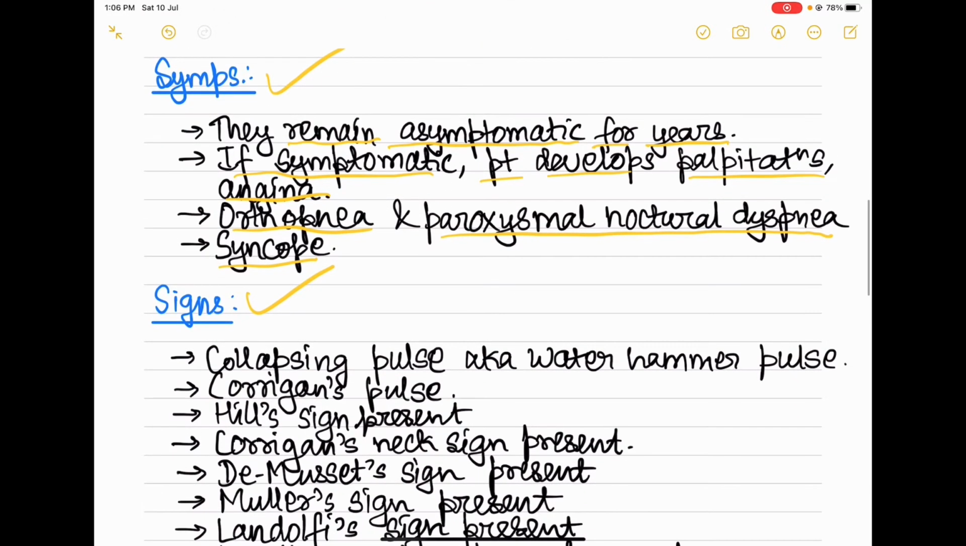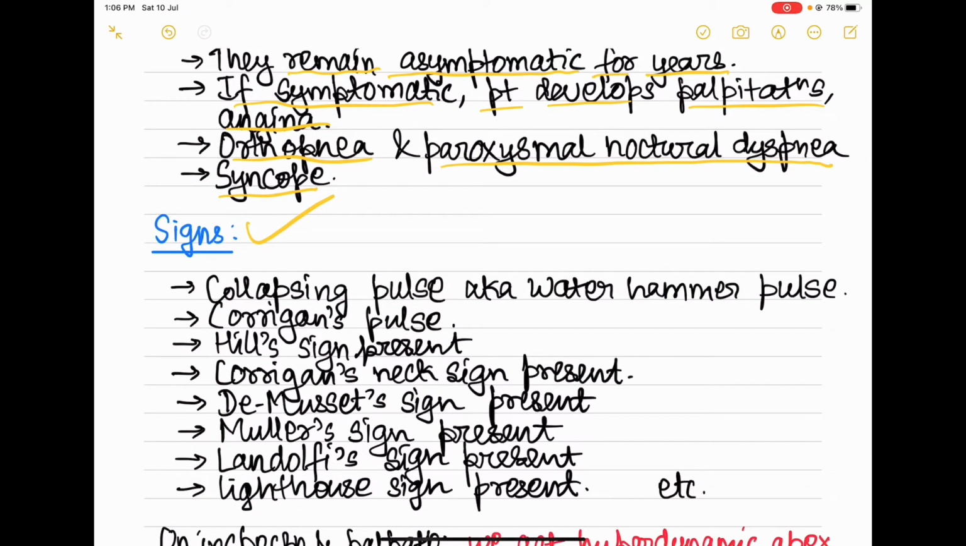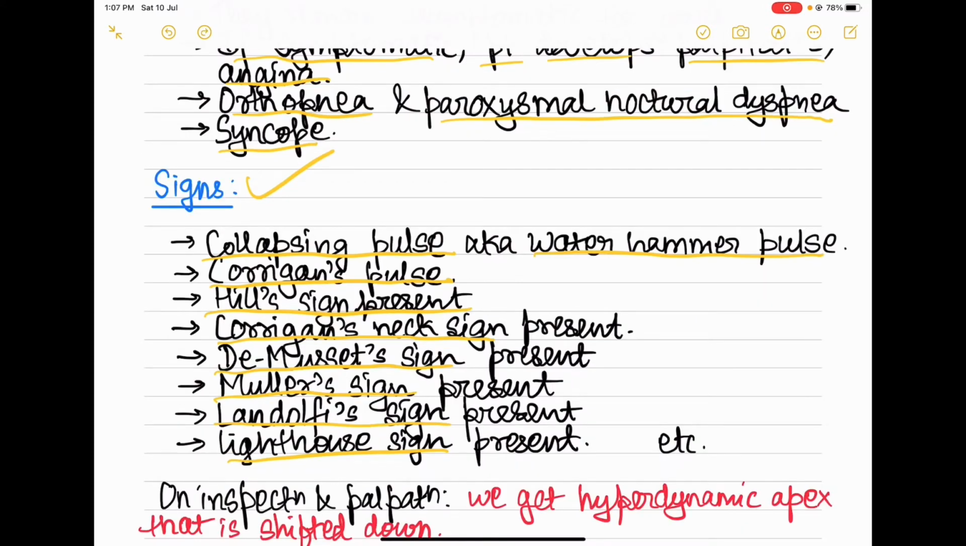Okay, then coming to the signs, so signs include collapsing pulse, which is also known as water hammer pulse, then Corrigan's pulse, Corrigan's neck sign, Hill's sign, Demusset's sign, Muller's sign, Landolfi's sign, lighthouse sign. I have discussed all these signs in detail in a separate dedicated video which is made on peripheral signs of aortic regurgitation. You can watch that video by clicking on the I button. Since we are discussing it from an exam point of view, here we will limit our discussion only to the names of the signs, and if you want to see the details, just click on the video on the I button.